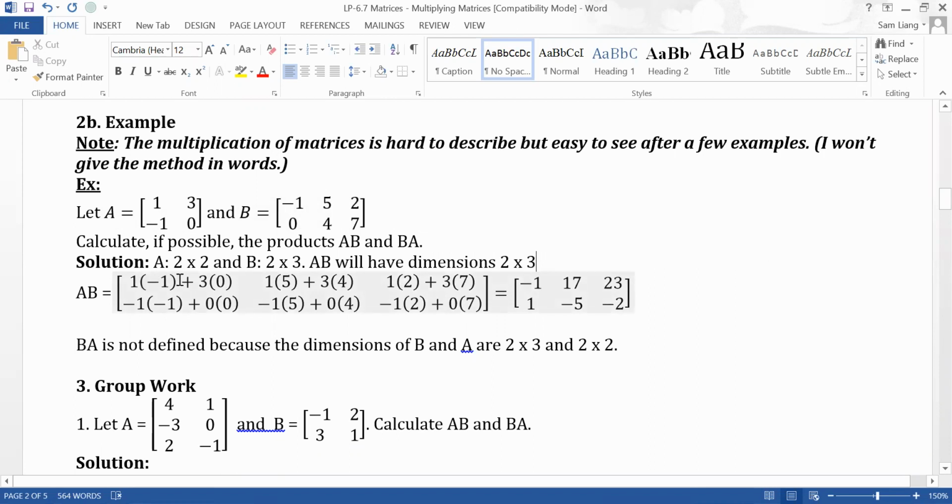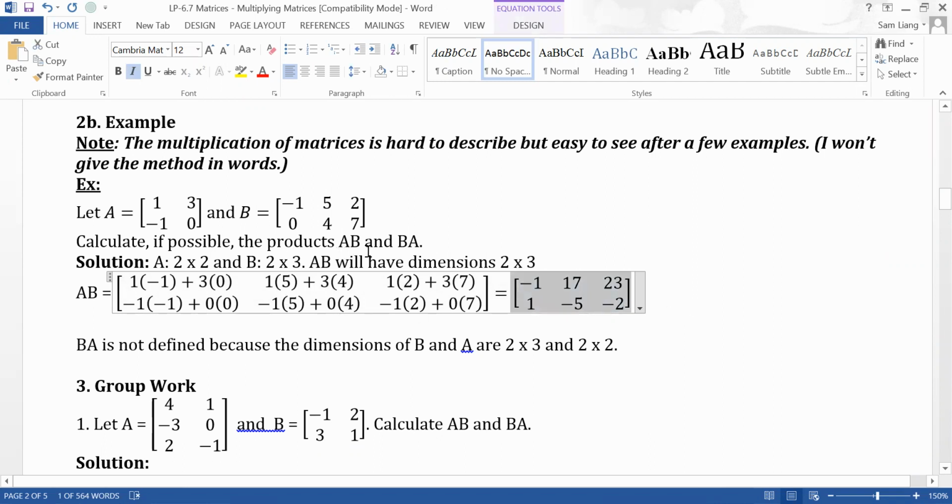So you get negative 1 plus 0, which is negative 1. Then 5 plus 12, which is 17. 2 plus 21 is 23. And then here we have positive 1. Next entry is -5, and then the last entry is -2 plus 0, which is -2. So this would be your answer for AB.